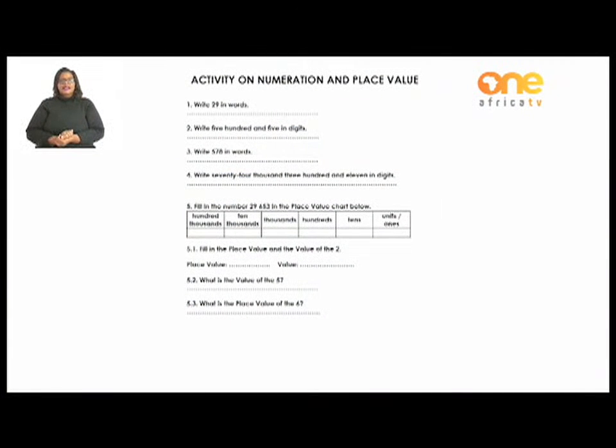And we can continue on page 10. Here we have a very nice activity for you guys to do. This activity is based on numeration and place value. Let's quickly go through the activity. Write 29 in words. Here they want us to write in words. Remember the rule. Check for spelling. Number 2, write 505 in digits. Number 3, write 578 in words. Check for spelling.